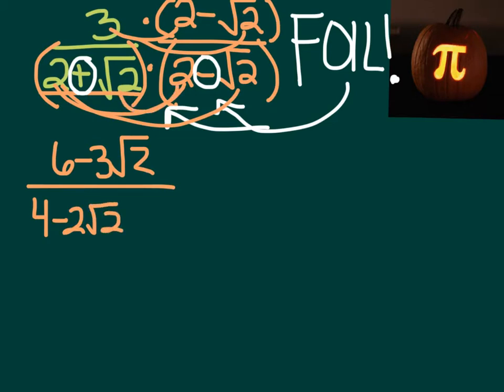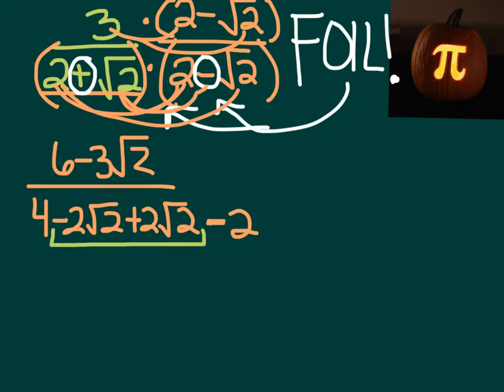Positive square root of 2 times 2 is plus 2 root 2. And the positive square root of 2 times the negative square root of 2 is going to be minus 2, right? Because that's the square root of 4. But you have to remember that it's minus. So now look here, because this is negative and this is positive, they're going to just cancel each other out.